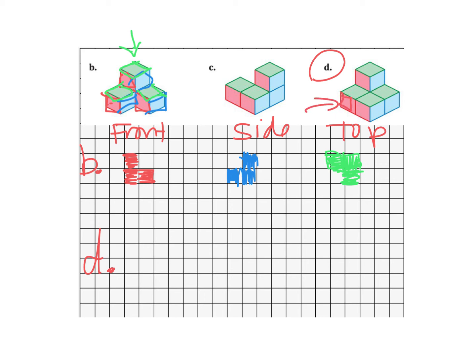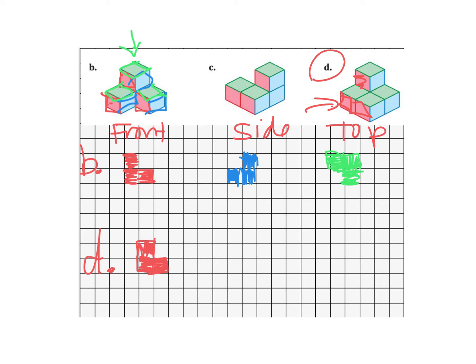So we have two red right next to each other, so that's pretty easy. So we would shade in two squares right next to each other. And on your paper, you can just draw two squares, that's fine. And then this other red one is going to be right above that one. So it would look like that. It would be the same as the first shape we just did.